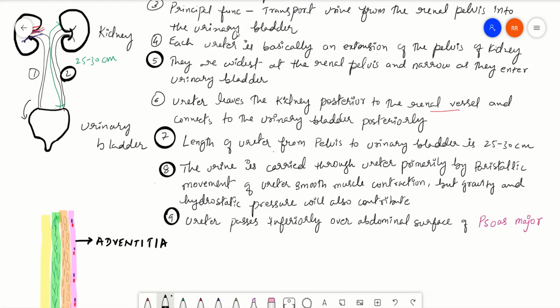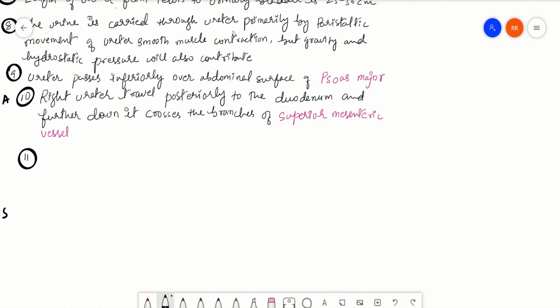As the right ureter travels downward, it will cross the duodenum posteriorly, and further down it will cross the branches of the superior mesenteric vessels. Just like the right ureter, the left ureter will travel laterally to the inferior mesenteric vessel, and subsequently it will cross its branches.